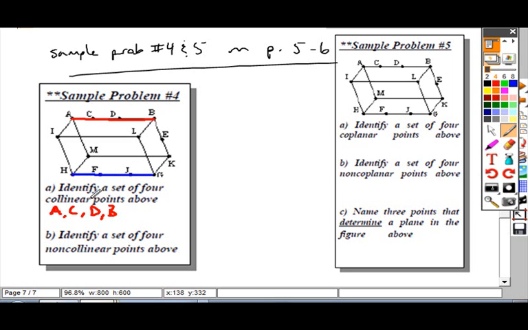Good. So H, F, J, and G is the other possibility on that. So as long as you picked one of those two, you should be good on that.